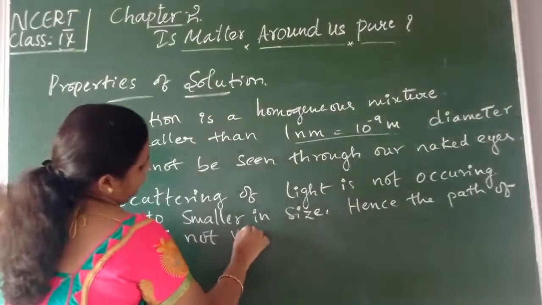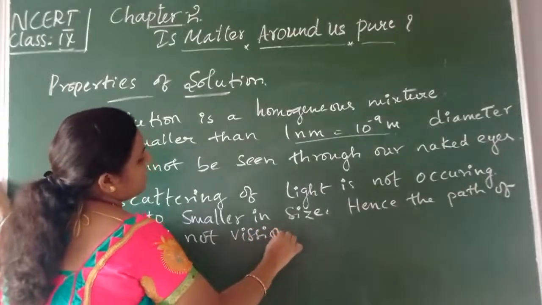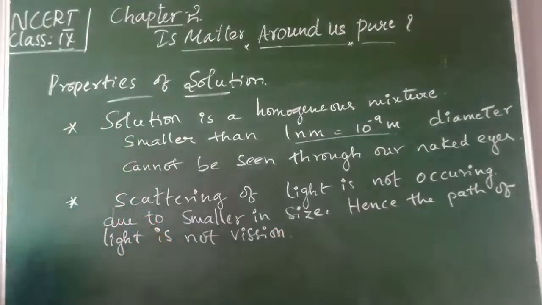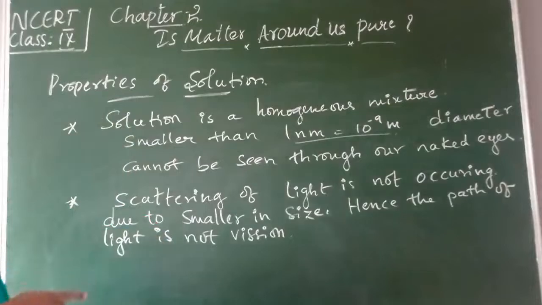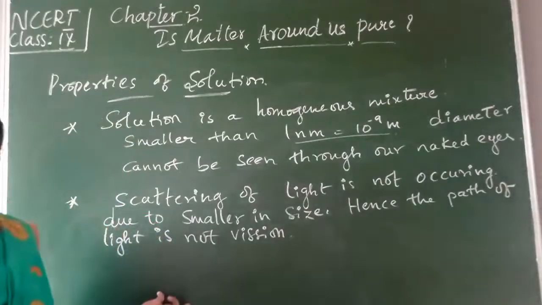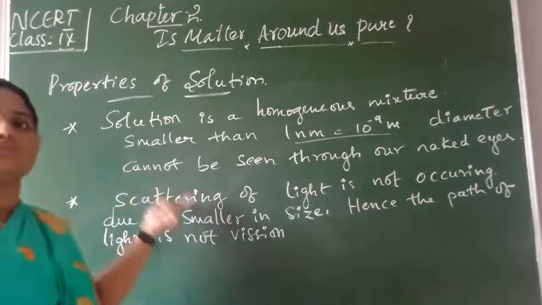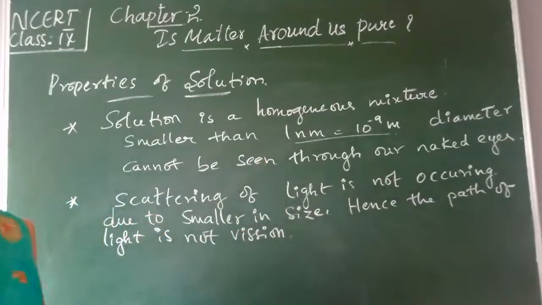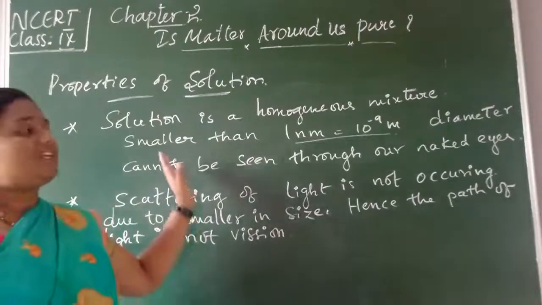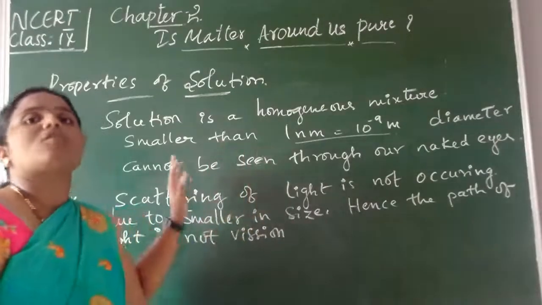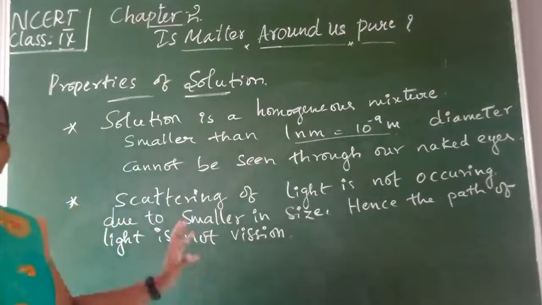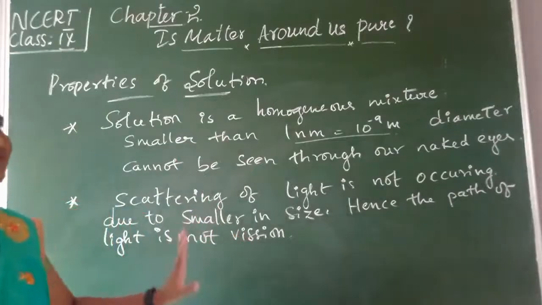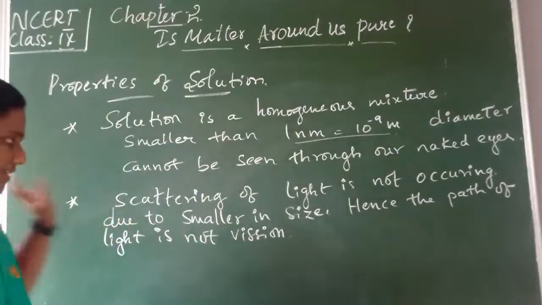not visible. So children, in activity 1, for group A and group B, why is the path of the light not visible? Because those two formed a solution. Means the particles are very small in size, and hence those two, group A and group B, formed a solution. Hence, the path of the light is not visible in solutions.